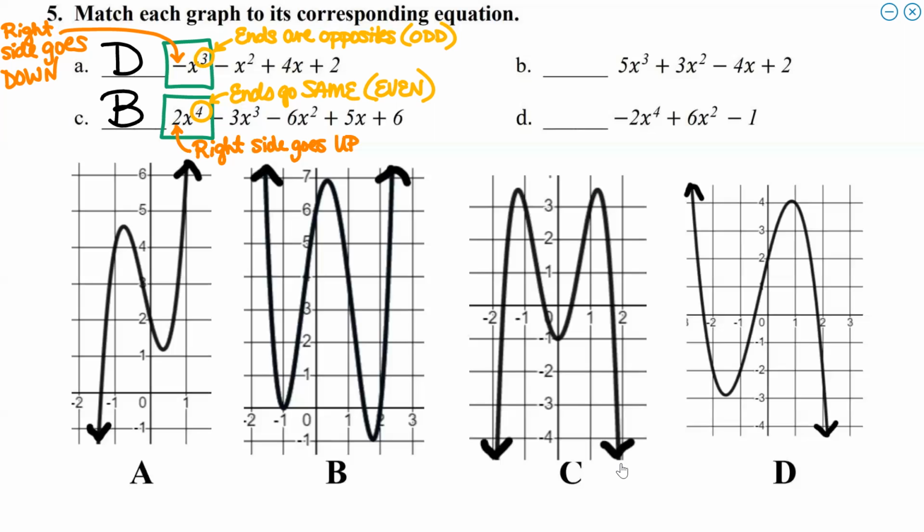All right. Top of the next column. Where am I looking? What's the only thing I care about? Exponent. Which one? I see two of them. Highest one, so I'm looking here. What does that tell me? Yep. Ends are opposites, because it is odd.